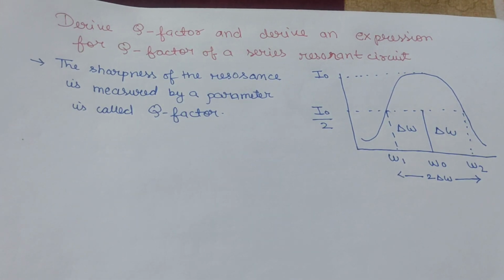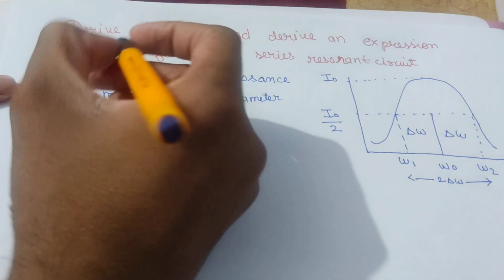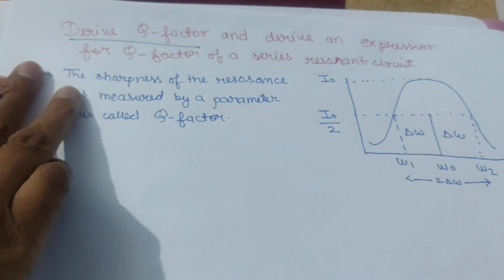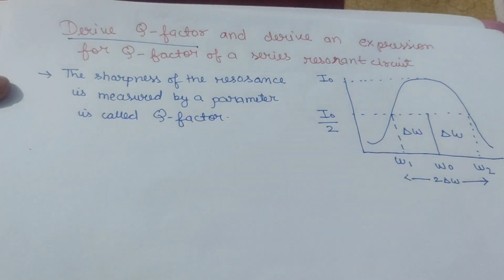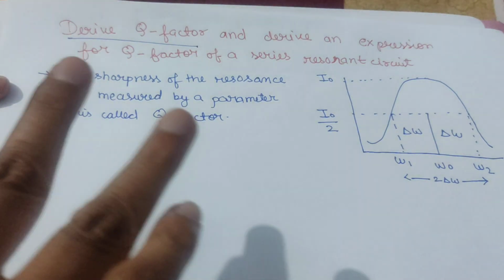Okay, so here we're going to derive the Q factor. So what is the Q factor? The sharpness of the resonance is measured by a parameter called the Q factor.